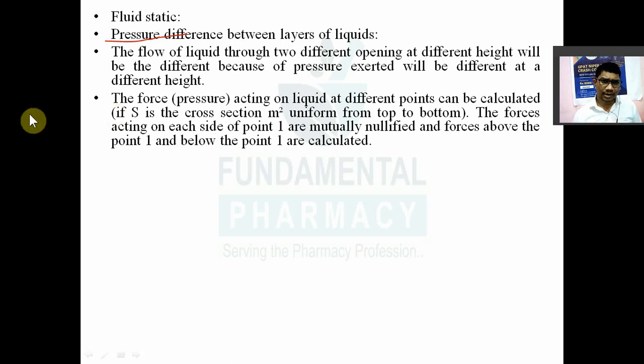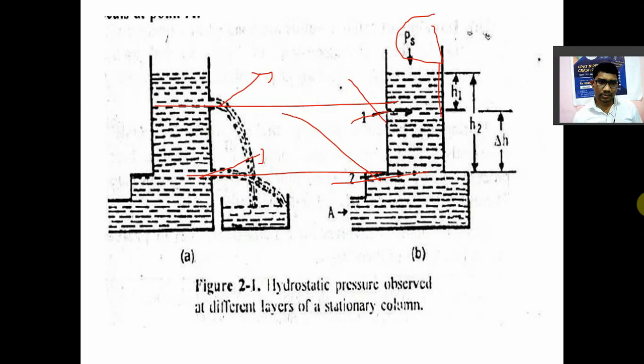The force or pressure acting on a liquid at a different point can be calculated if the cross section of that column is constant or uniform from the top to bottom. The forces acting on each side, मतलब forces acting on this, जैसे मान लीजिए अगर आपने ये पॉइंट कंसिडर किया यहाँ पे, the forces acting on this side and forces acting on this side, they will be nullified. So only the force acting from the top will be taken into consideration.